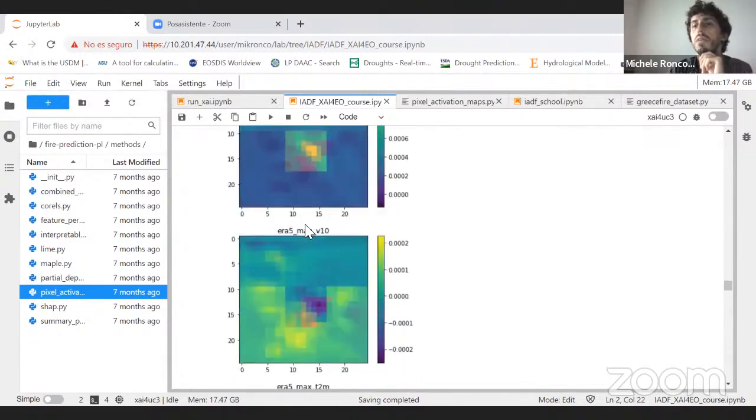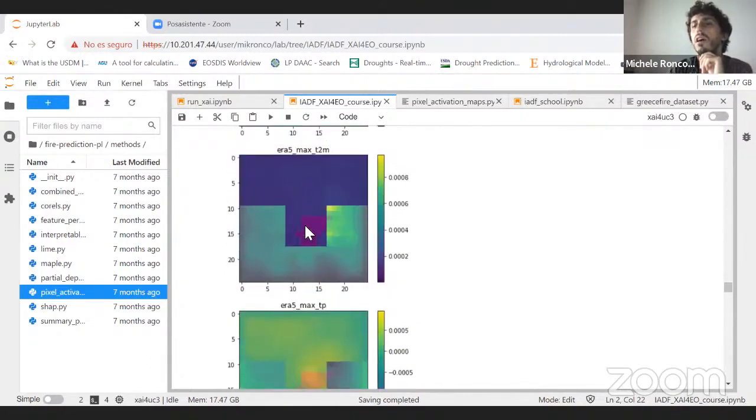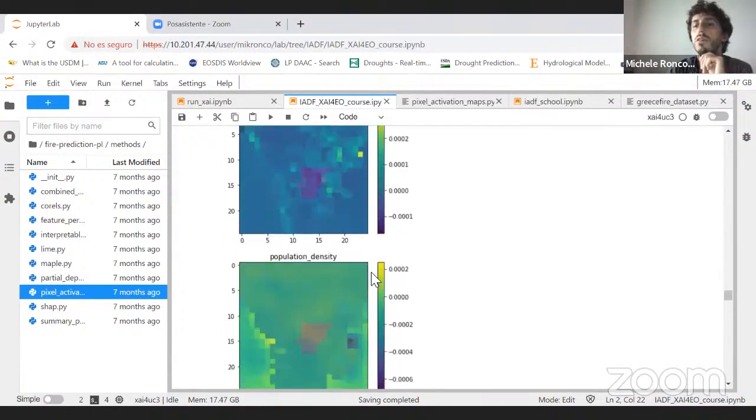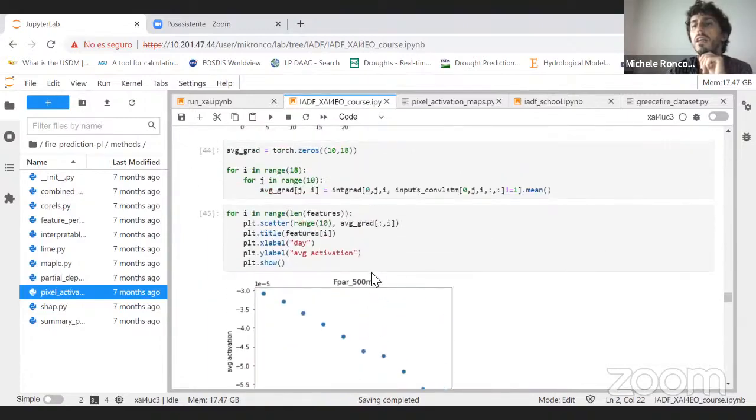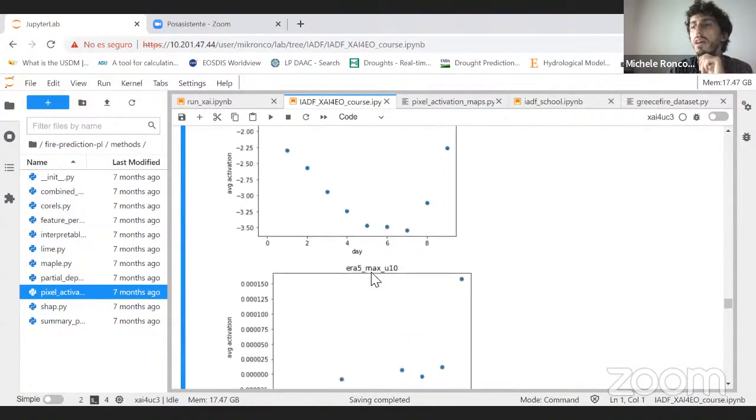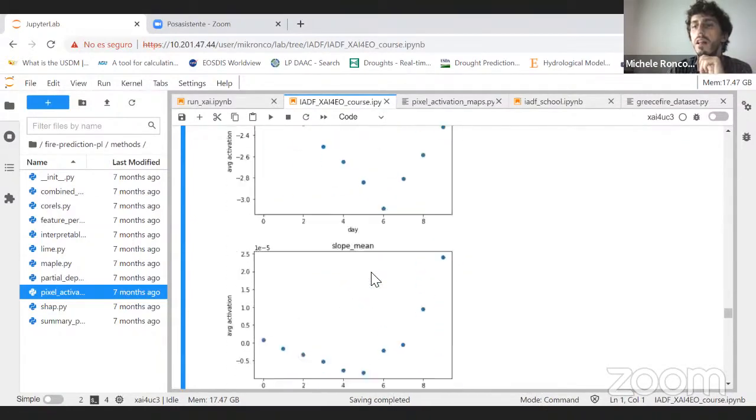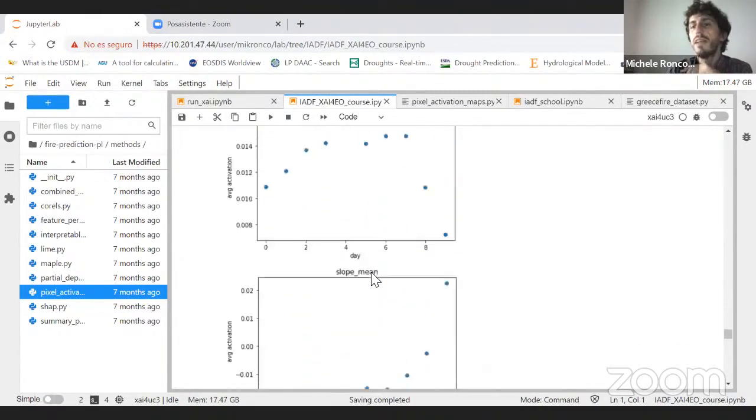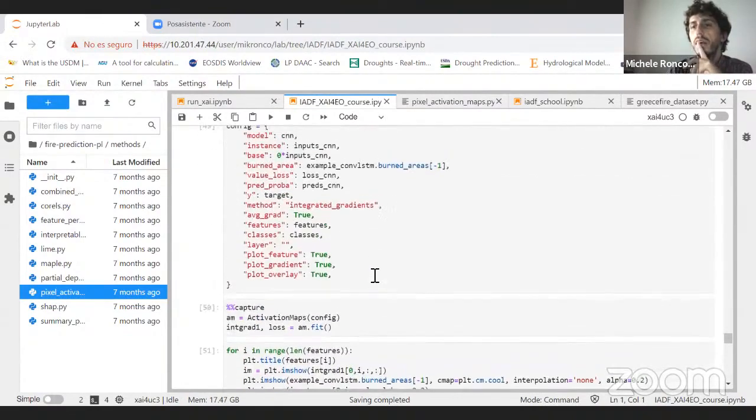And also for wind speed, for instance, in some cases. Others make less sense, like this one where there are a lot of active pixels where we don't have values. These are all nulls and so forth. And then one can compare again the temporal behavior by looking at the evolutions of activations over the days. The same is done again for the different models.